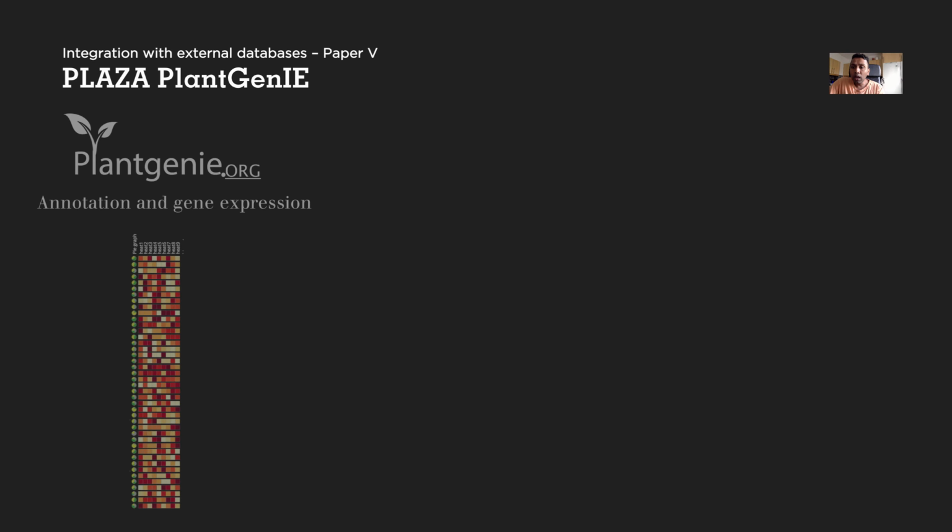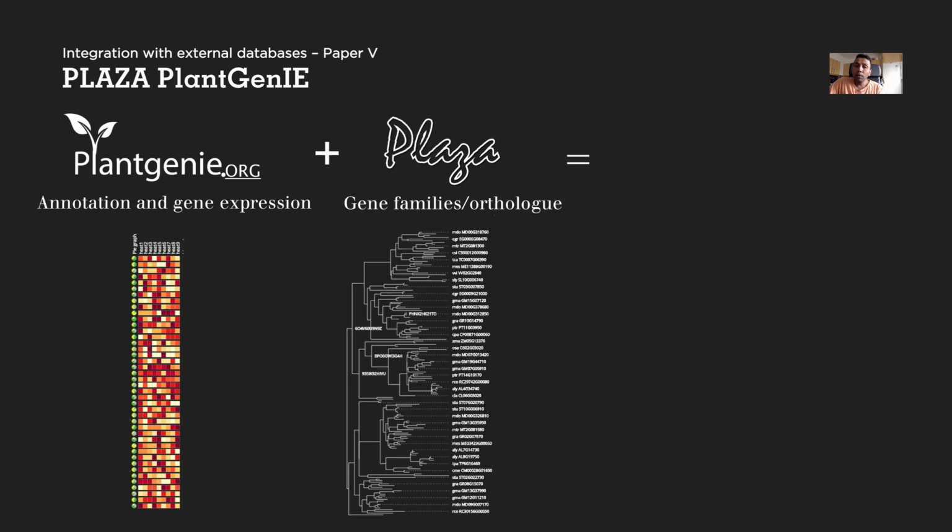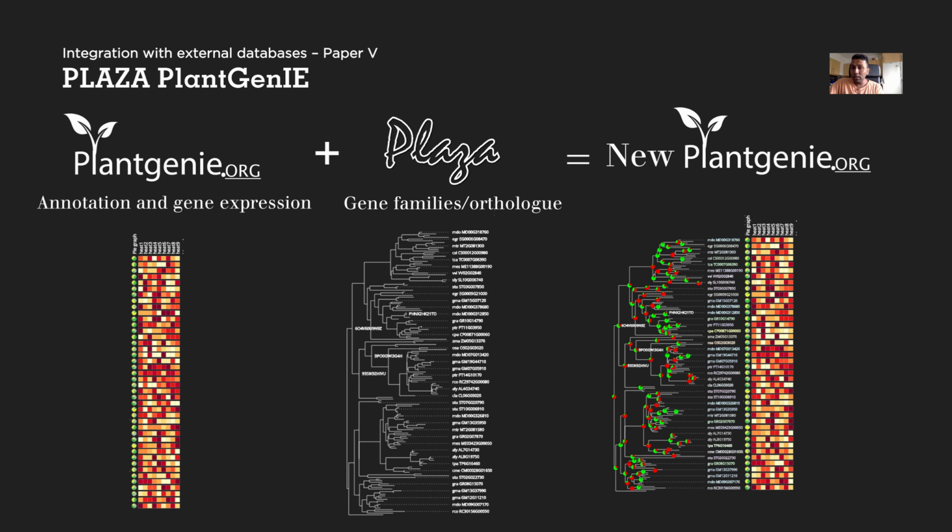We consider this a good opportunity since we already established one of the PLAZA instances for one of our collaborative projects. In PlantGenIE we have expression and annotation data, and in PLAZA we have a lot of ortholog and gene family information. When we combine these two datasets and tools together, we can create nice tools for the new PlantGenIE.